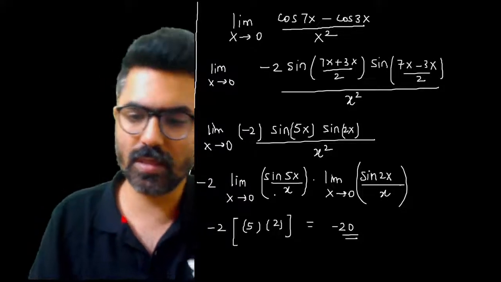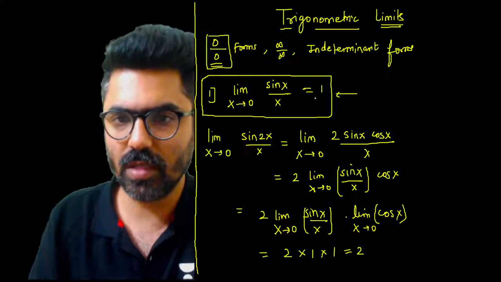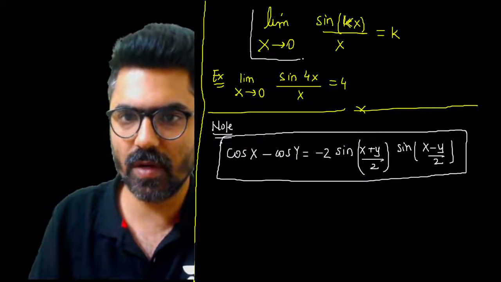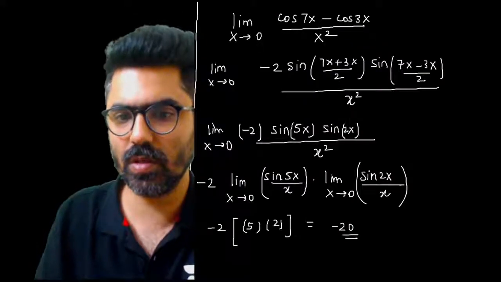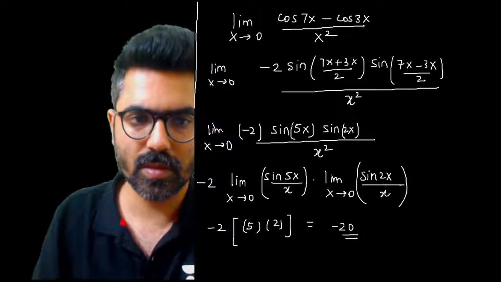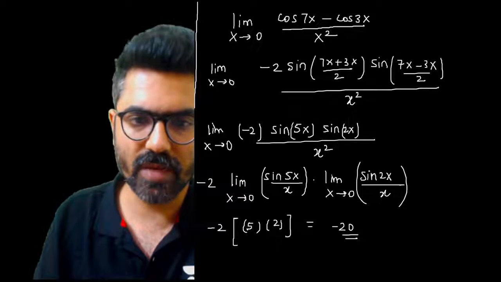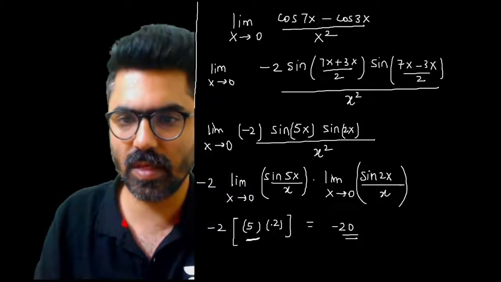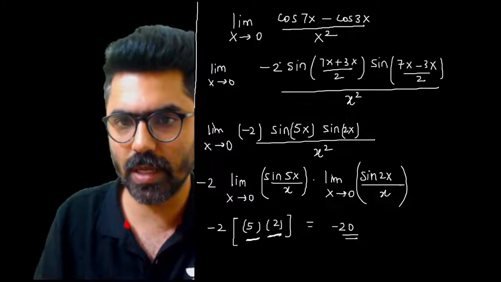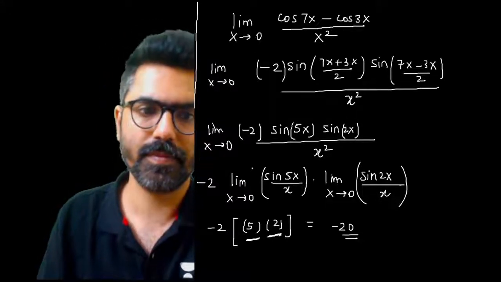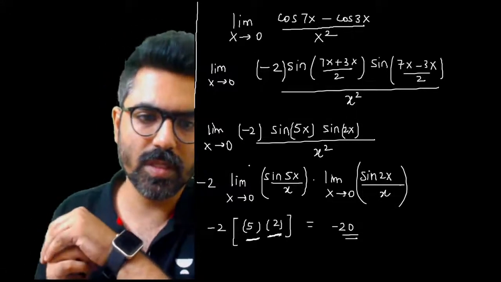This limit of 5x upon x, we have learned this format. Sine kx upon x when x tends to 0 is what? The number k. This format we have used here, and the same for sine 2x upon x that we have used here. And this minus 2 was a part of the formula again. I hope this is clear.